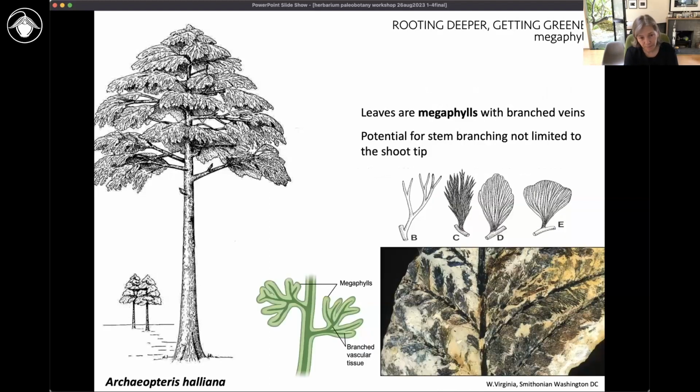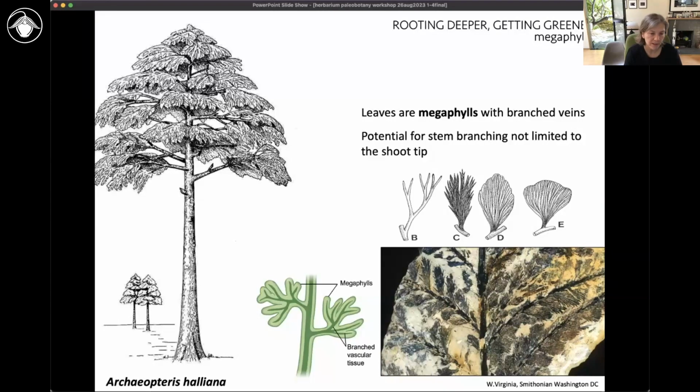So I mentioned that some of them produce leaves. And here in this diagram where it says B up to E, it shows some of those leaf types. Some of them don't produce leaves. They still are just naked axes. But some almost look like flat ginkgo leaves. And we call these types of leaves megaphylls.